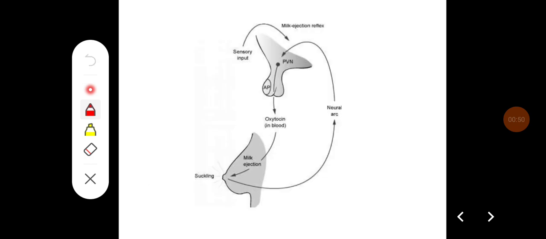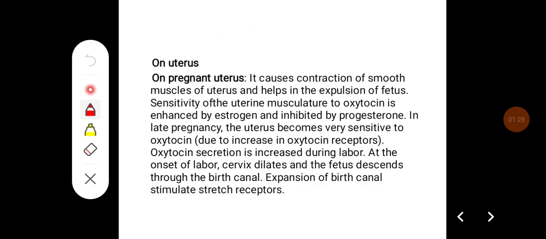So this is the milk ejection reflex. Suckling of the breast causes stimulation of the stretch receptors, which through the vagus causes stimulation of the paraventricular nucleus and secretion of oxytocin, which is released in the posterior hypothalamus. The released oxytocin in the blood reaches the myoepithelial cells of the breast tissue and causes their contraction, and it leads to ejection of milk into the mouth of the baby, which is called the milk ejection reflex or milk let down reflex.